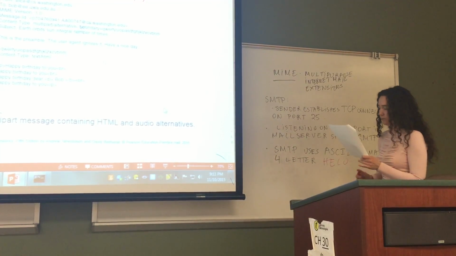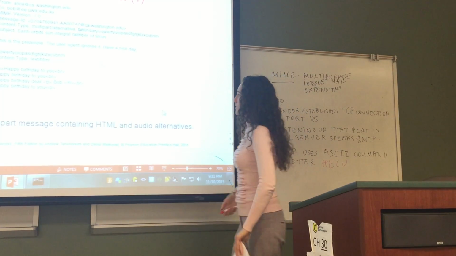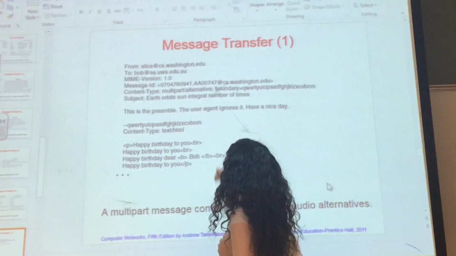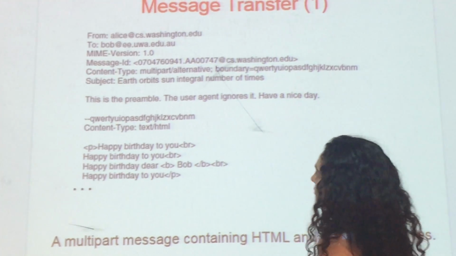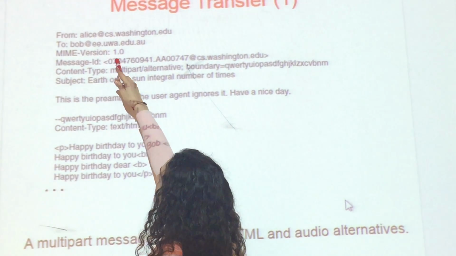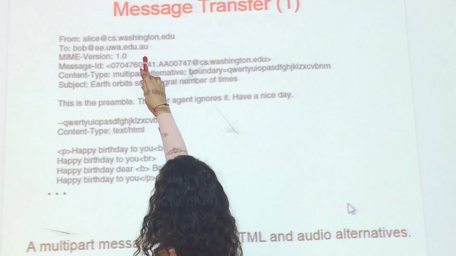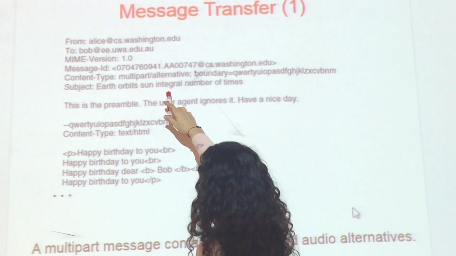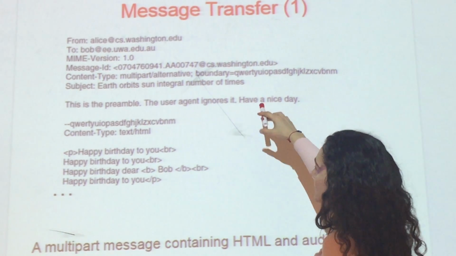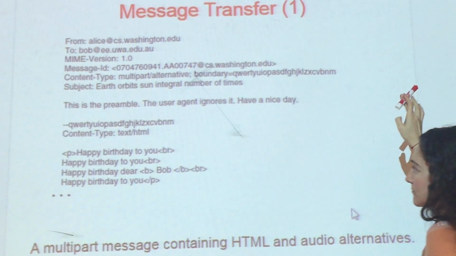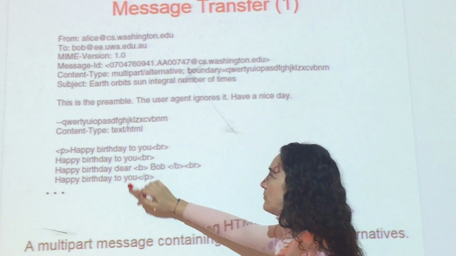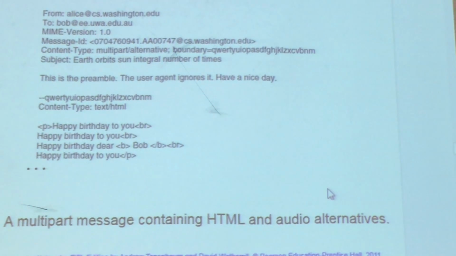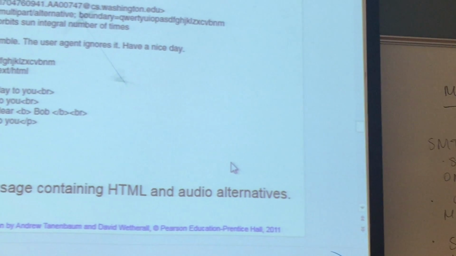So let's assume that this is what we want to send. From Alice at computerscience.washington.edu to Bob at another university in Australia. The MIME version is one, content type multipart, subject Earth orbits the sun. And then the message starts: happy birthday to you. It's in HTML format. So the client will establish connection to the server.